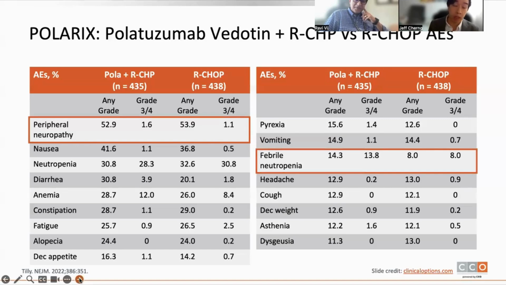Polatuzumab is obviously a lot more expensive than vincristine as well when we think about cost benefits analysis. But when you're looking at the individual patient in front of you, I'm not sure that should matter quite as much.